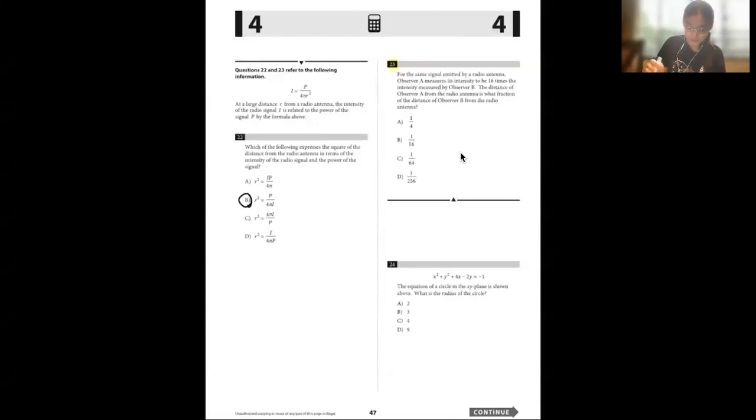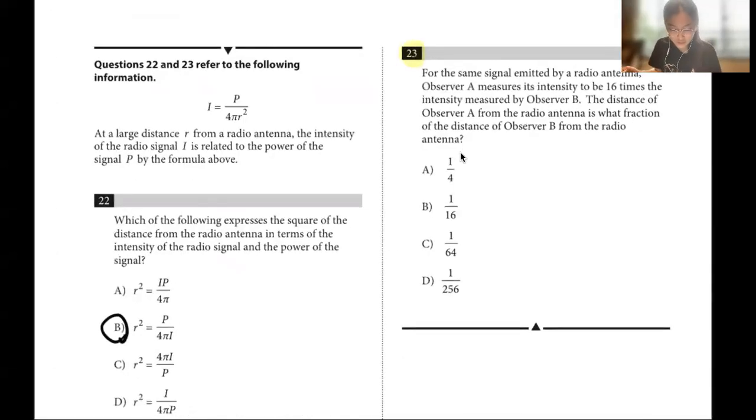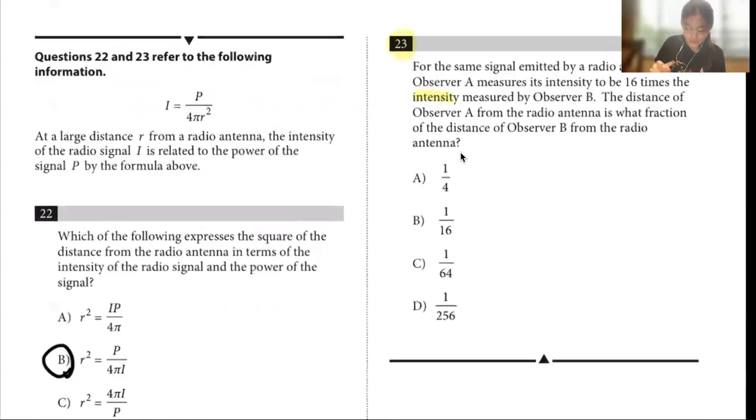So for the same signal emitted by a radio antenna, observer A measures its intensity to be 16 times the intensity measured by observer B. From here, we already know that it's talking about the intensity, not the distance or the signal P or whatever. It's talking about intensity. So that's a very important keyword.